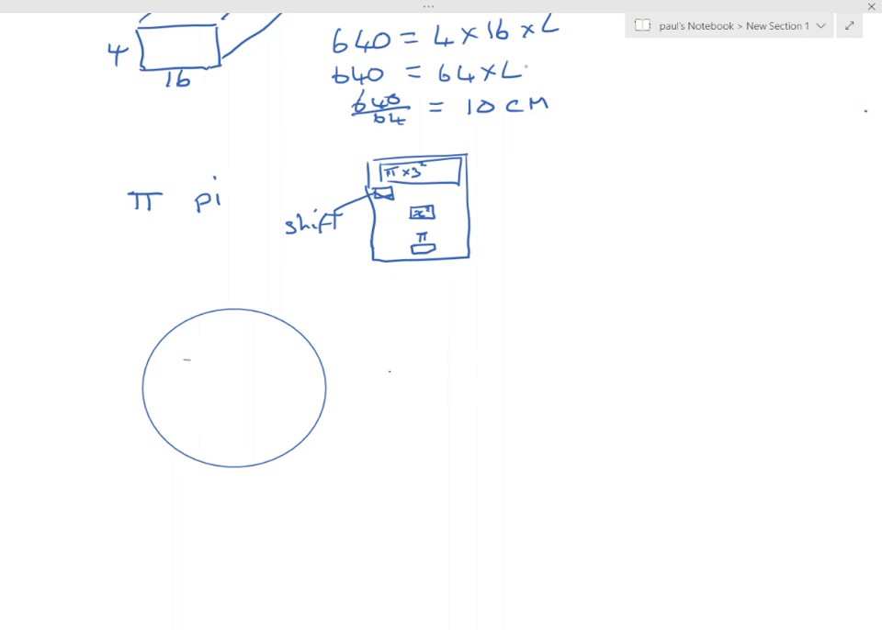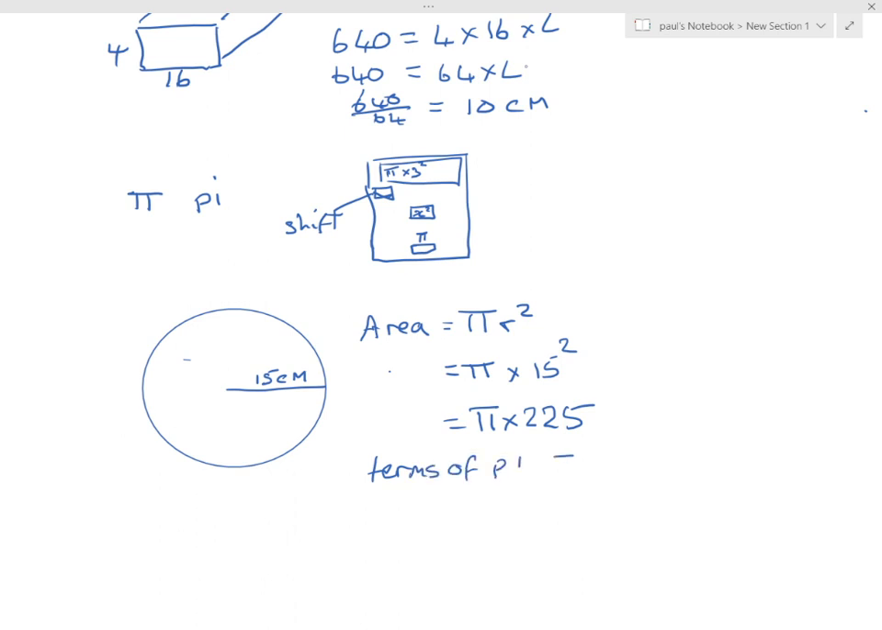Right. Now, let's revise finding the area, and we'll do 15 centimeters. So the area of this is pi r squared, which equals pi on the calculator times r squared, 15 squared. And that comes out as pi times 15 squared is 225. So if you wanted your answer in terms of pi, it would be equal to 225 pi. If you wanted your answer to a decimal, you just do the whole lot.